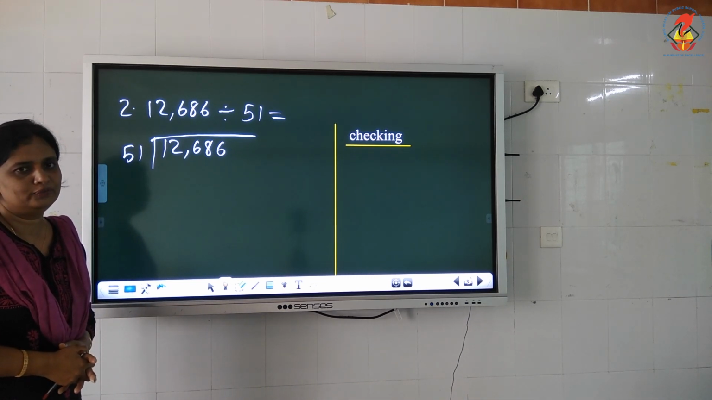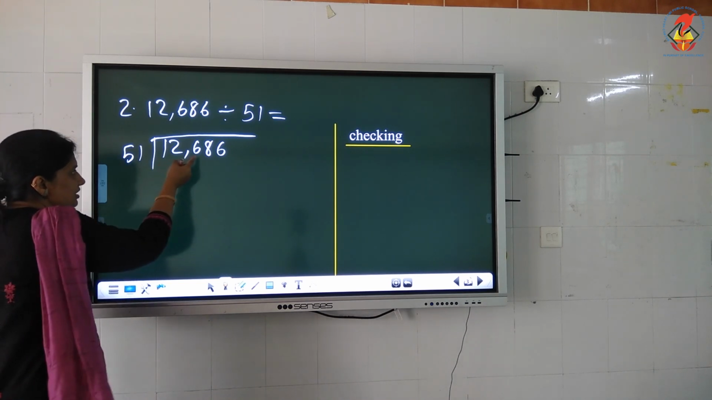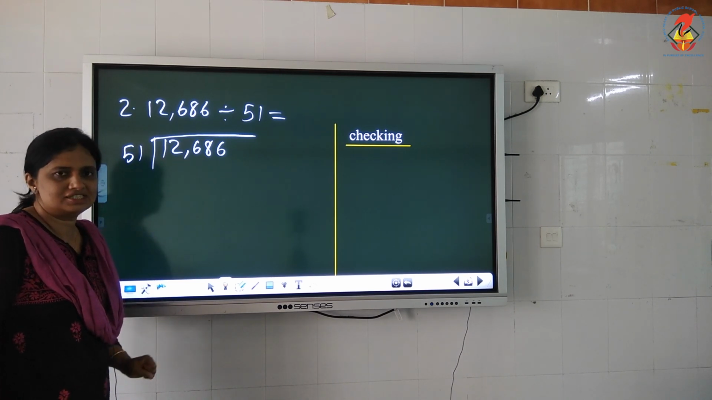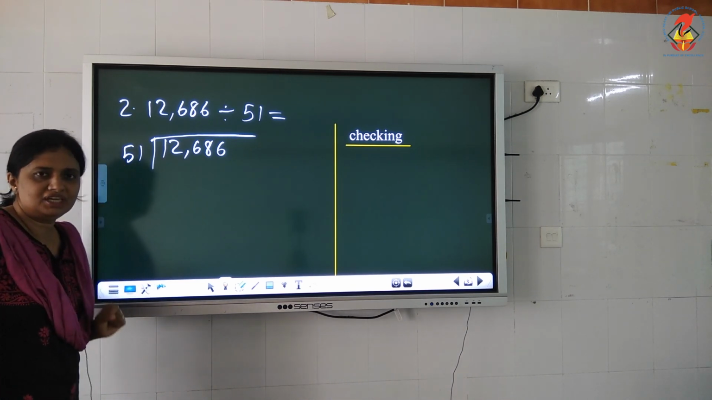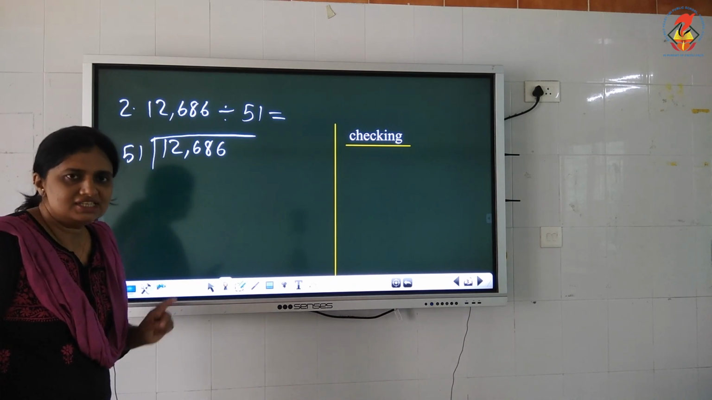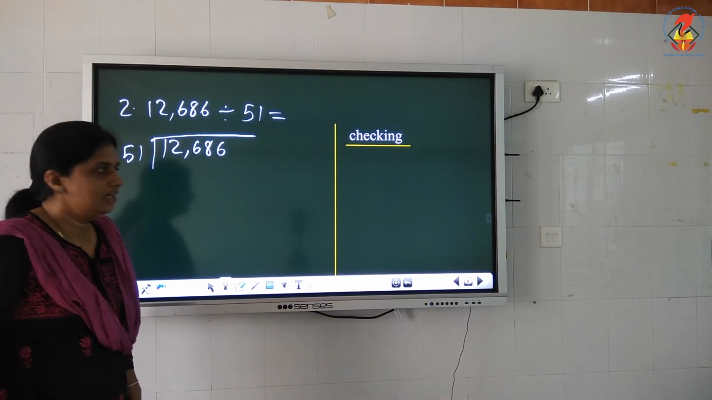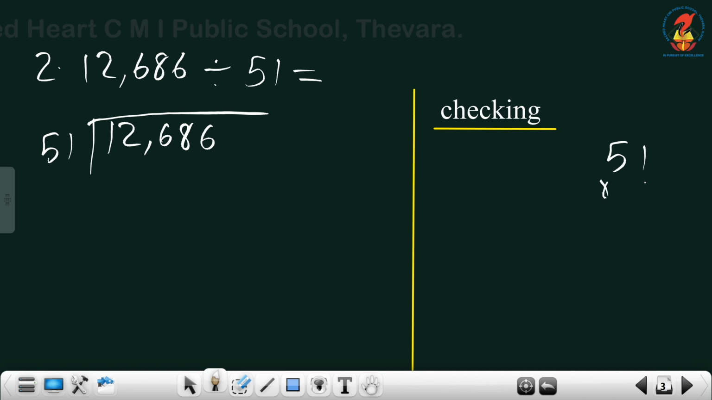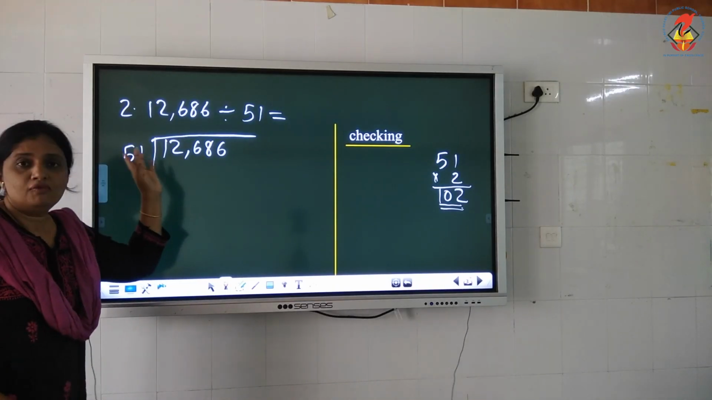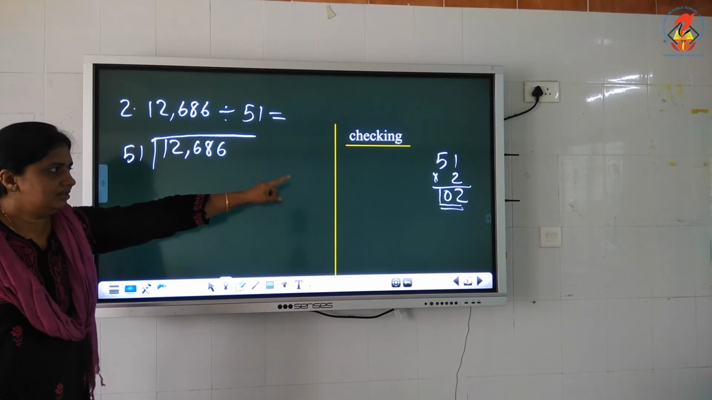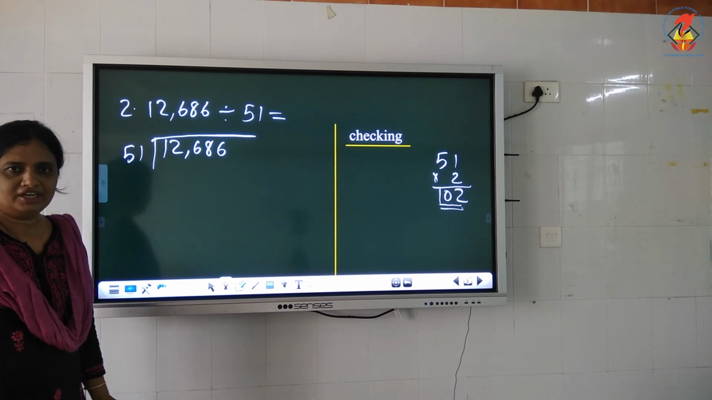What I want to do? I need to consider first 3 digits together. That will become what? 126. After that I need to take which multiplication table only? Divisor's multiplication table. That is 51. 51 ones are 51. 51 twos we can check here. 51 twos are what? 2 ones are 2. 5 twos are 10. 102. We need to get which number only? 126. And 51 into 2, that is 102.